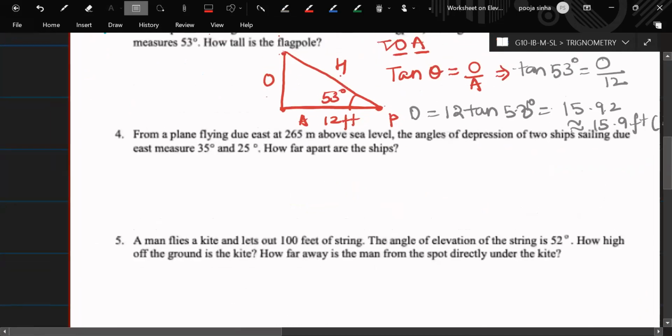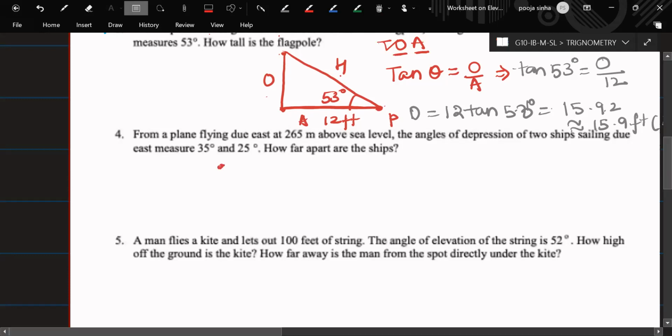Read the question. I don't understand this. A plane flying due east at 265 meters above sea level, the angles of depression of two ships sailing due east measure 35 and 25. So are we supposed to... So is it two triangles? Oh, it's two triangles. Very good.